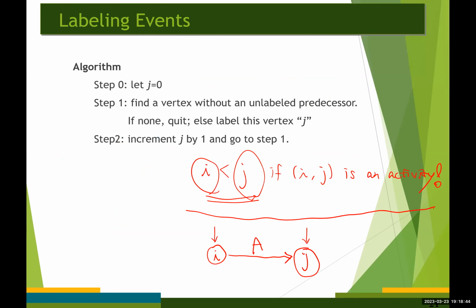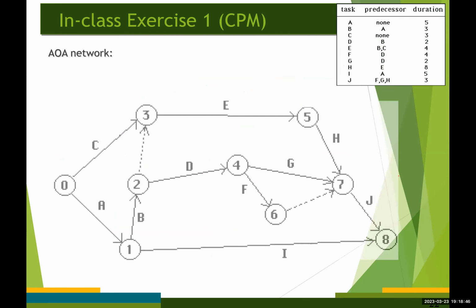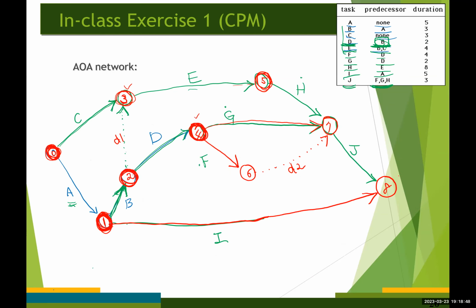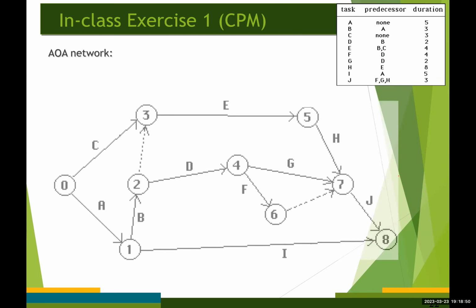So I believe this is exactly the same network diagram, okay? Now using this network diagram, the AOA network, let's determine the critical path using the critical path method that we discussed, okay?